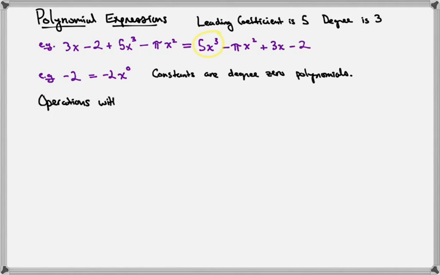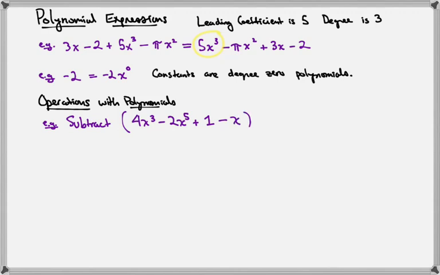We can perform various operations with polynomial expressions. For example, we can add or subtract them. Let's look at an example of subtraction. Let's take 4x cubed minus 2x to the 5th plus 1 minus x. That's a polynomial of degree 5. And I'm going to subtract that from the polynomial 2x squared minus 3x to the 5th plus x cubed plus x plus 1. Observe the use of parentheses here, particularly on the second polynomial. It's minus this entire expression.